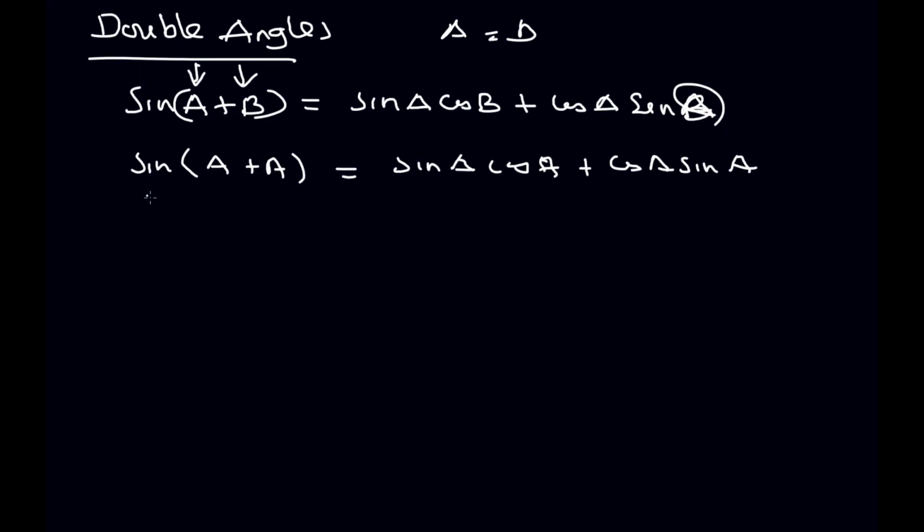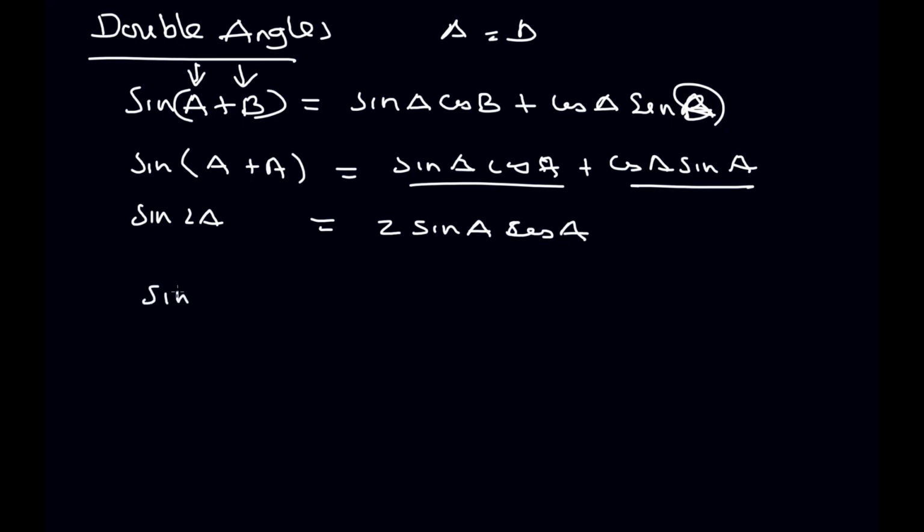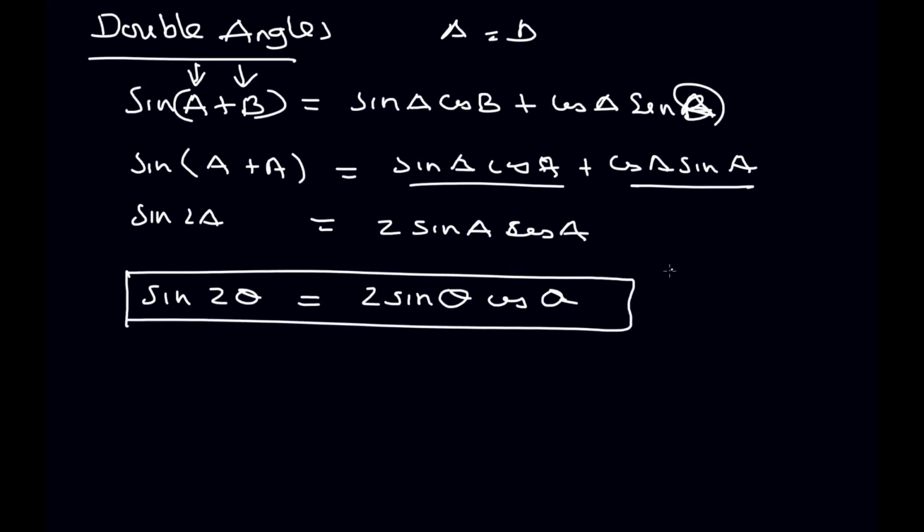What will happen here is that this one becomes sine 2A, and then this one, we see that this is sine A and that's sine A. This is cos A, this is cos A, meaning that these two statements are the same. So we can say 2 sine A cos A, meaning that we can even change this to the default angle, which is theta. Sine 2 theta is equal to 2 sine theta cos theta. This is a very important identity in trigonometry.